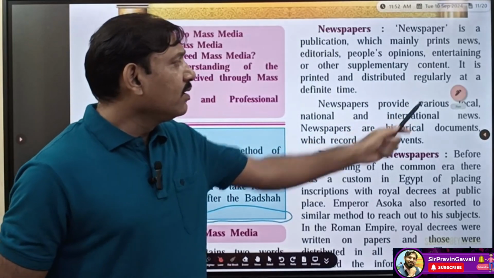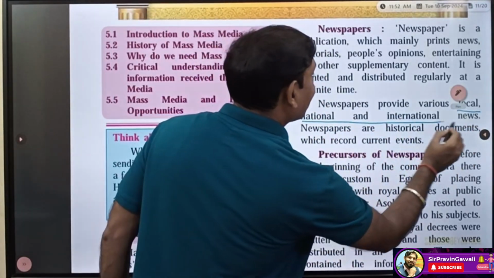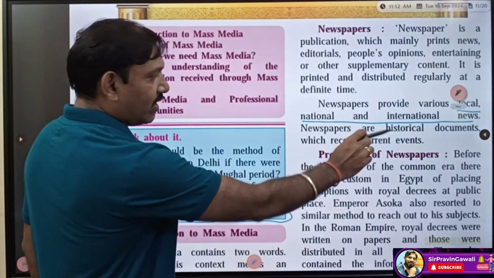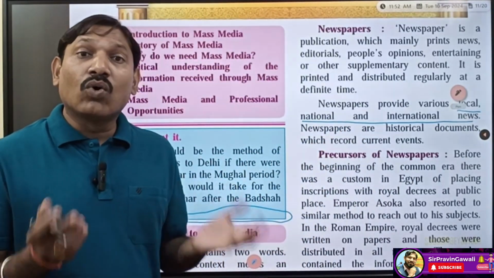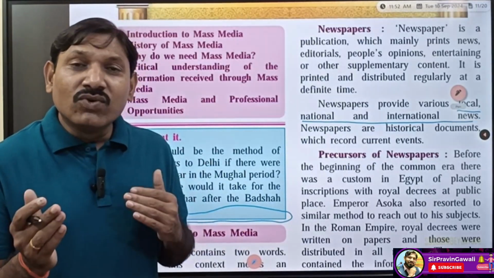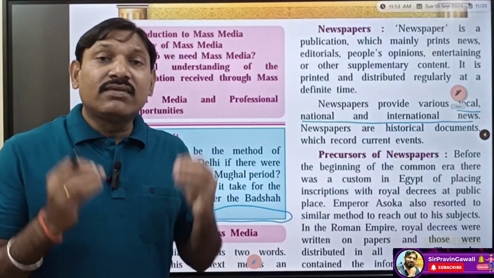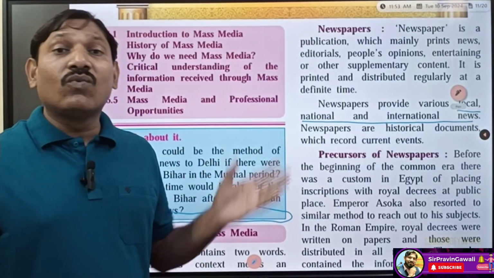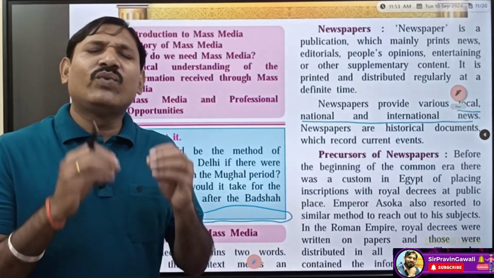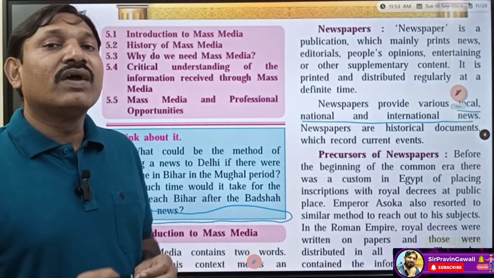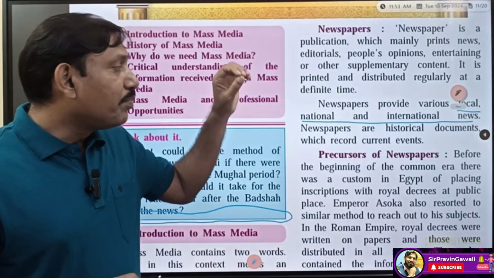So newspapers provide local, national and international news. Newspapers are historical documents which record current events. Yes, the newspapers provide us local news, state news, national news, international news, various. We can get the news from all over the world also. As well as this, newspaper is one of the very important documents of record of history, students, because daily it prints.